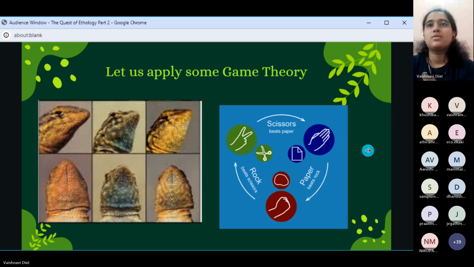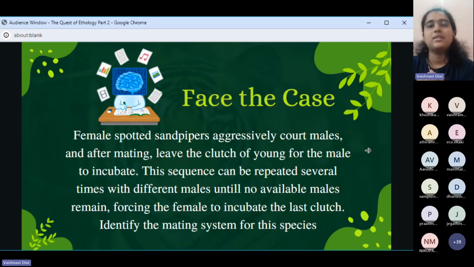Okay, so yes, again, here is a question for you guys. Think about it now. Female spotted sandpipers aggressively court males and after mating leave a clutch of the young for the male to incubate. This sequence can be repeated several times with different males until no available males remain, forcing the female to incubate the last clutch. What is the mating system for this species?